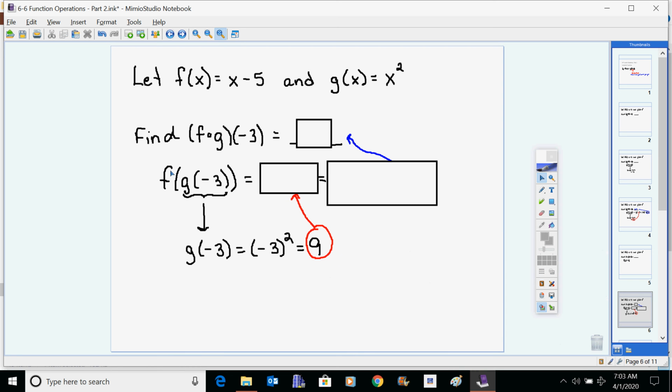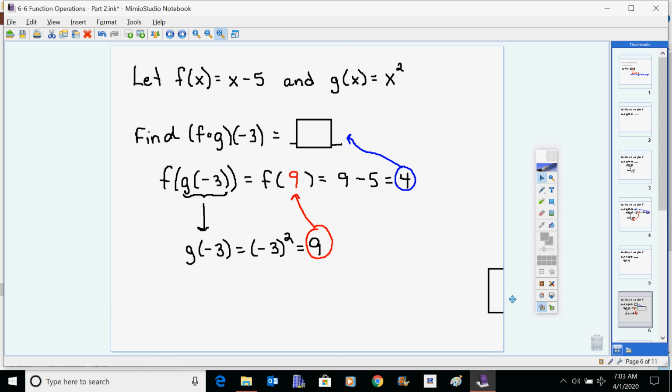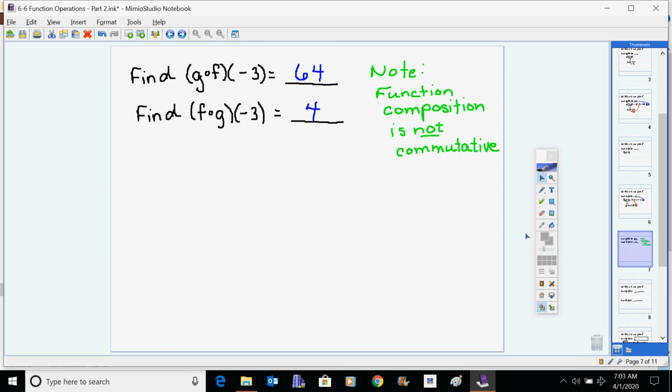Once you have the 9, you're trying to find the value of the function f when x is 9. So we plug that in, f of 9, and you plug that into the other function. 9 minus 5 equals 4, and the answer to this composite function for negative 3 is 4. f of g of negative 3 is 4. Now these looked very much the same, but let's look at these answers right next to each other.